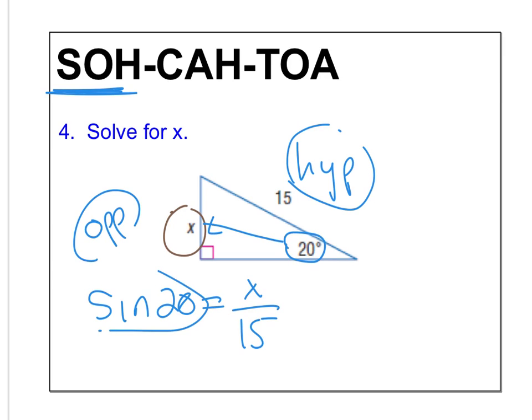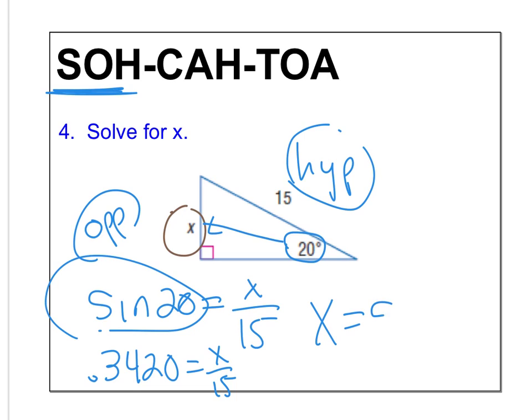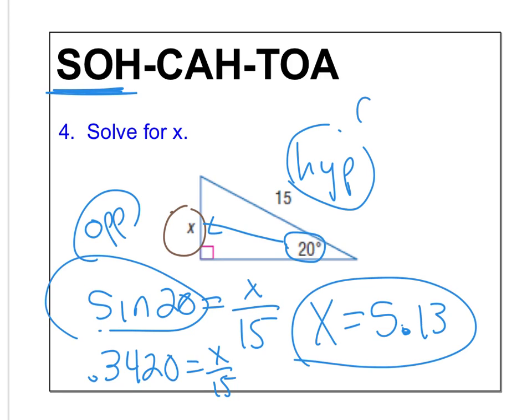So now sine of 20 actually has a value. You put it in a calculator that's in degree mode. Okay, make sure your calculator's in degree mode. You get a decimal, 0.3420 equals x over 15. So take that answer times 15, and I get x to be 5.13. So there's my answer. So check and make sure that your calculator is in degree mode, so you know what you're doing with that.